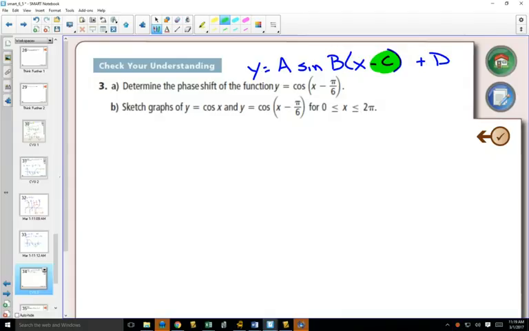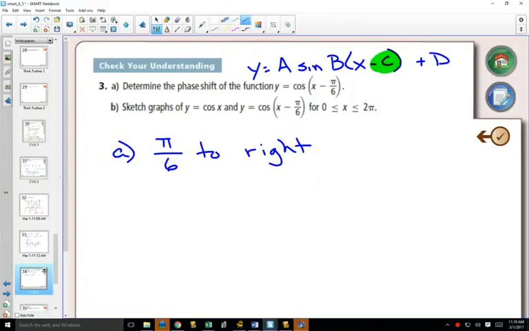We're going to sort of remember that our cosine graph starts at a maximum. Our sine graph starts in the middle going up. And so with a phase shift, a translation left or right, it's going to change where that starting point is going to be. So for A, it just says determine the phase shift. Well, that pi over 6 is going to shift it to the right. So that's the same as in our transformation unit.